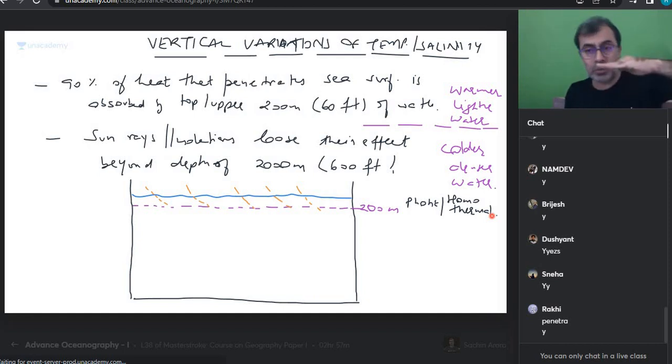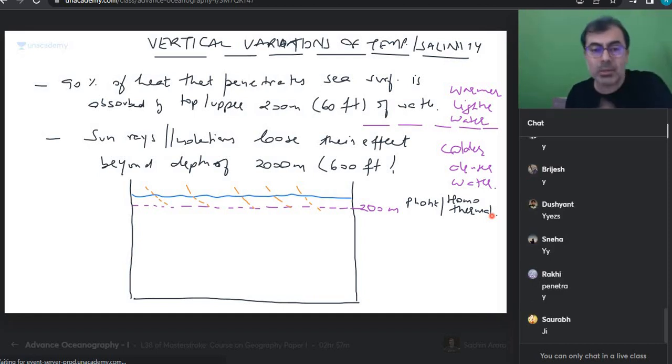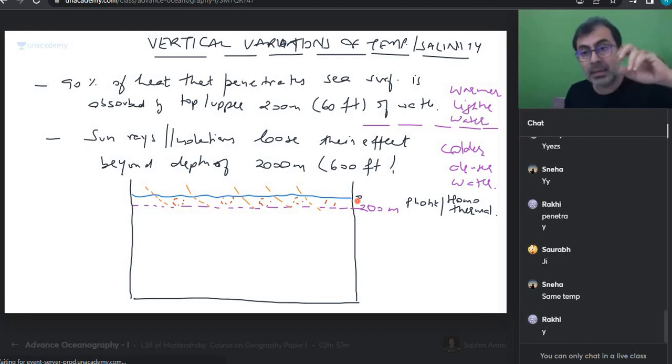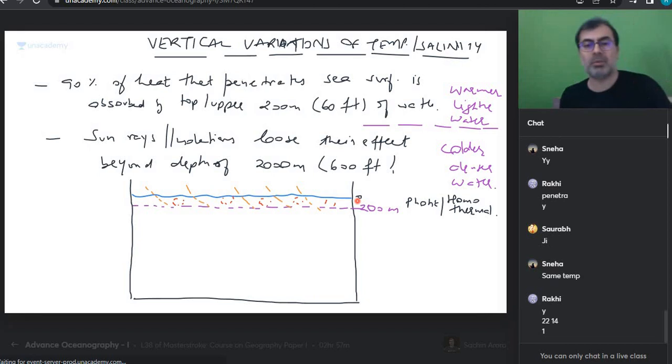Homothermal means, remember, in the atmosphere we had homosphere and heterosphere. So what is happening here? Mixing is happening. Heat is penetrating and getting circulated, so more or less the temperature doesn't change. The only thing is it will depend on the latitude. Remember, latitude: the equatorial belt is around 26, 20 degrees is 22, and then at 60 degrees, 14. That's the average. I hope you memorize that.